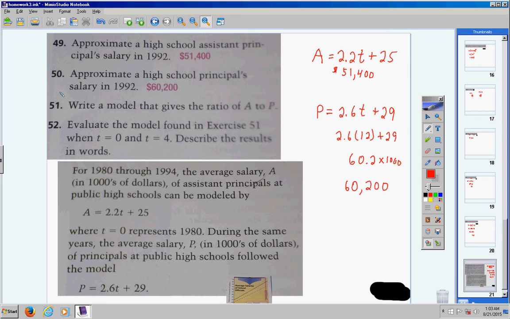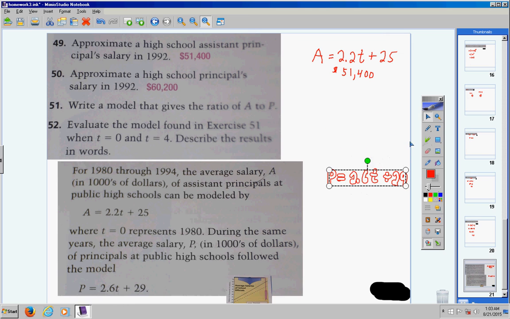Now listen carefully at number 51. Write a model that gives the ratio of A to P. The ratio of A to P. Now, guys, to some of you it might sound really complex. This is really simple. You're going to like this. It's very easy, okay?